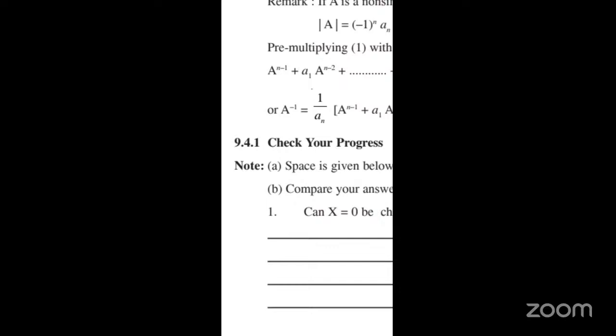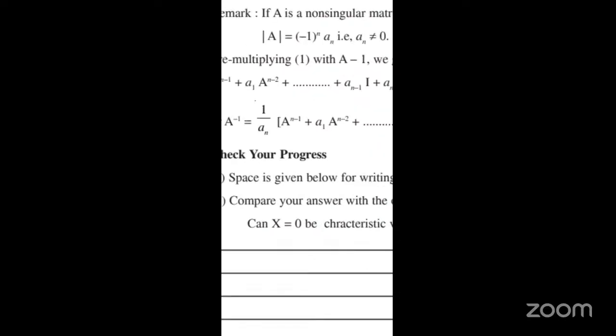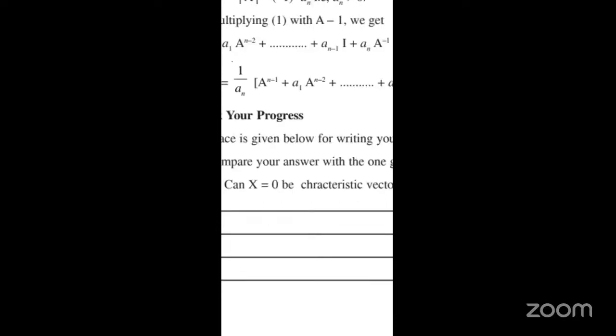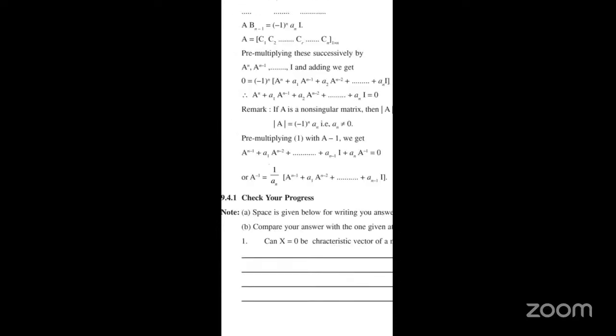Now the basic concept is the characteristic equation. Finally, A inverse equals 1 by a n of (A power n minus 1 plus a1 into A power n minus 2 plus and so on plus a n minus 1 of I) equal to 0. Students, listen carefully. We have to practice some other problems with this theorem.